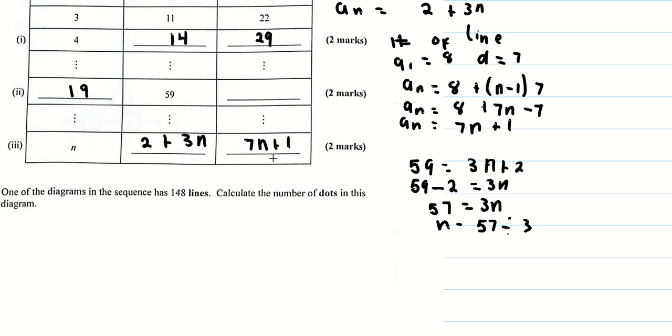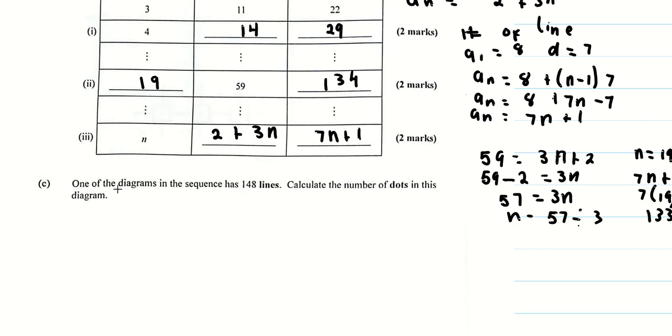And now that I found out that n is equal to 19, this is pretty easy. You put 7 multiplied by 19 plus 1. 7 multiplied by 19 is 133. 133 plus 1 is 134. And that would be the answer for this question right here. So n is equal to 19. You substitute it into the equation 7n plus 1, which is 7 by 19, which is 133, plus 1, which is 134. And that would be the answer for this.